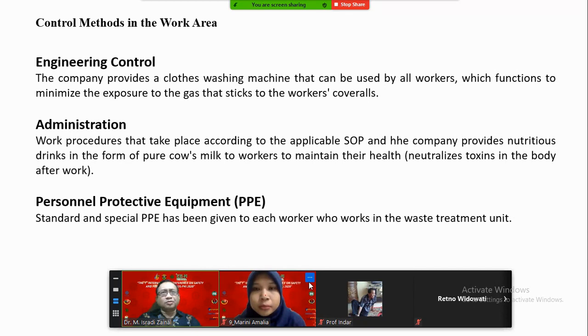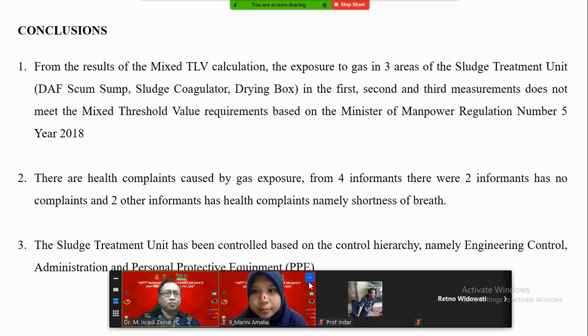How about the control methods carried out by the company? They are engineering control, administration, and personal protective equipment. For work procedures, they use SOPs, and the company also prepares standard and special PPE.